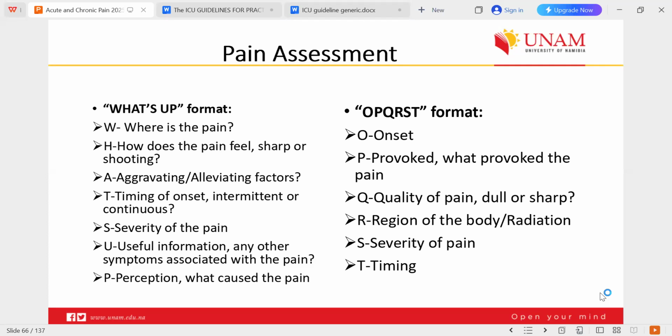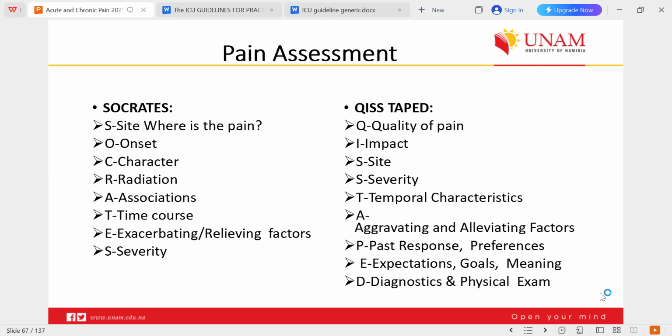Then we have the OPQRST format. O talks about the onset of the pain. P, provoked, what provokes the pain? Q, what is the quality of the pain? Is it dull or sharp? R, region of the body, and where does the pain radiate to? S is the severity of the pain, and T, timing, when does the pain occur? All right, so these are some other pain assessment formats.